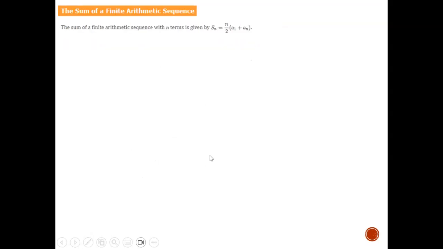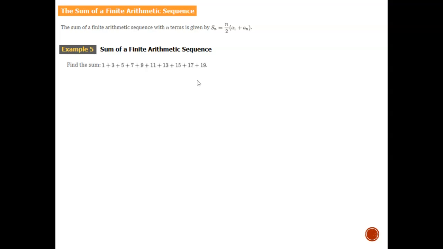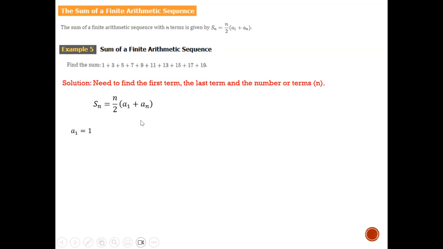Now comes the sum of a finite arithmetic sequence with n terms, which is given by this formula, guys: Sn is equal to n over 2 times (a1 plus an). So here, example 5, it says find the sum of the finite arithmetic sequence. They give us 1 plus 3 plus 5 plus 7 plus 9 plus 11 all the way to 19. So I need to find a1, my first term, my last term, and also my n. A1 is 1. The 10th term is 19. Why? Because it's 10 terms.